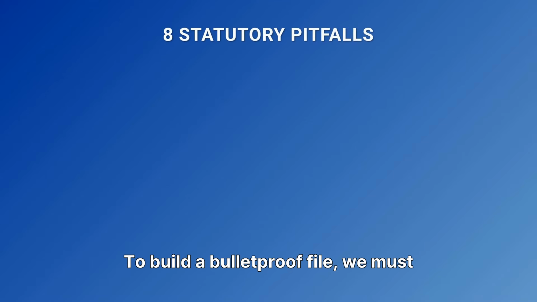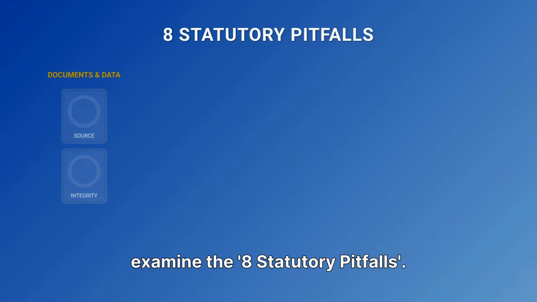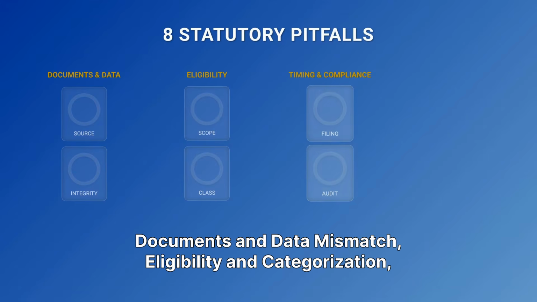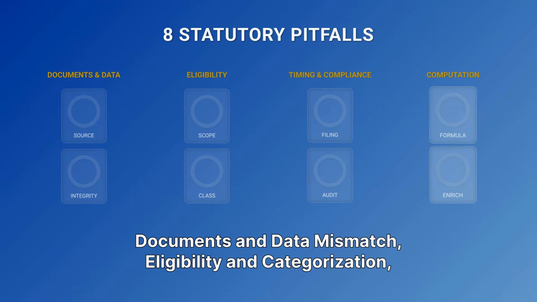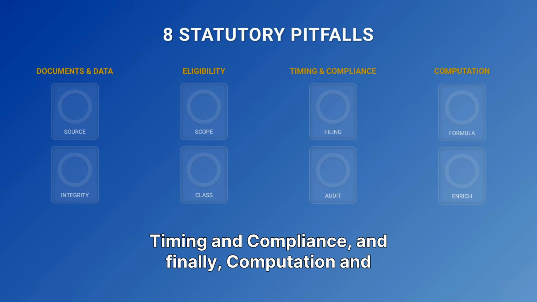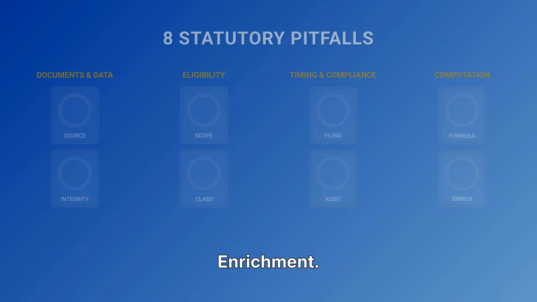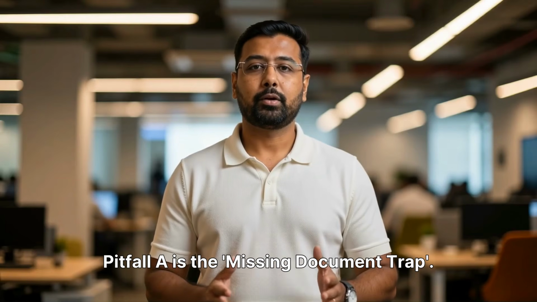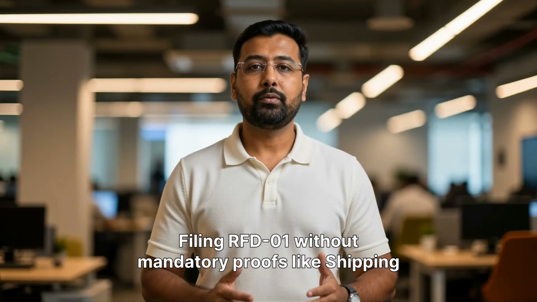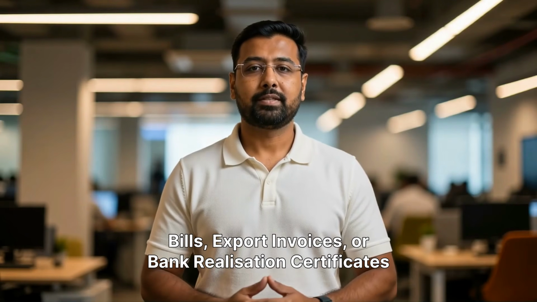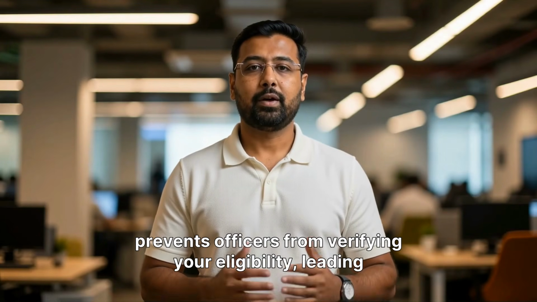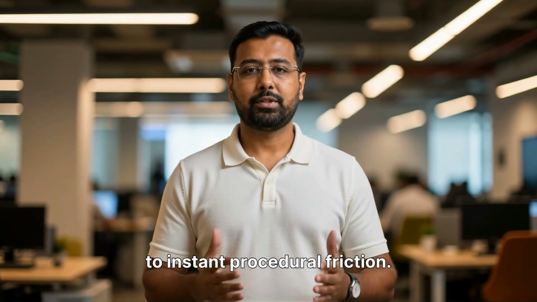To build a bulletproof file, we must examine the 8 statutory pitfalls. We've clustered these into 4 key areas: documents and data mismatch, eligibility and categorization, timing and compliance, and finally, computation and enrichment. Pitfall A is the missing document trap. Filing RFT-01 without mandatory proofs like shipping bills, export invoices, or bank realization certificates prevents officers from verifying your eligibility, leading to instant procedural friction.